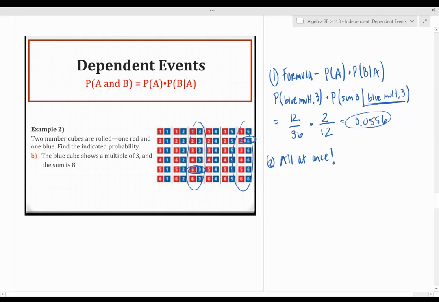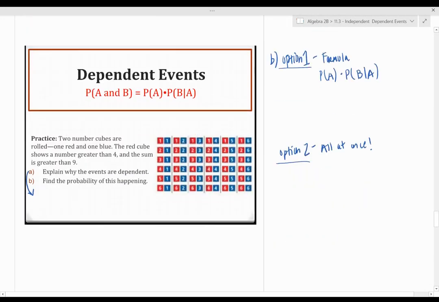All right, and again, we could try this all at once. I could go back to the drawing board. Let me erase what I have, and I could say out of all 36 outcomes, how many of the 36 have the blue with a multiple of 3 and the sum being 8? It would still just be those 2, which again, by the way, it just so happened that A and B had the same final answer, but it wasn't on purpose.